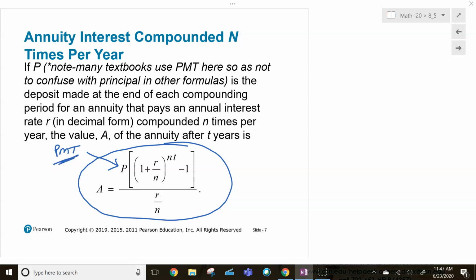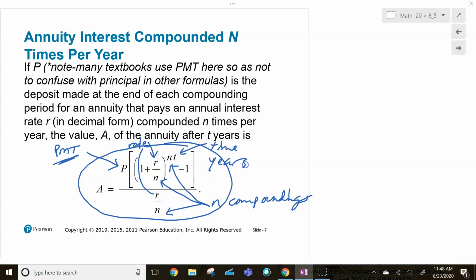In the case of what we just did, R is our interest rate, as a decimal. N is the compoundings per year still. So the N is still the compoundings. R is the interest rate as a decimal. N is the number of compoundings per year. T is our time in years.